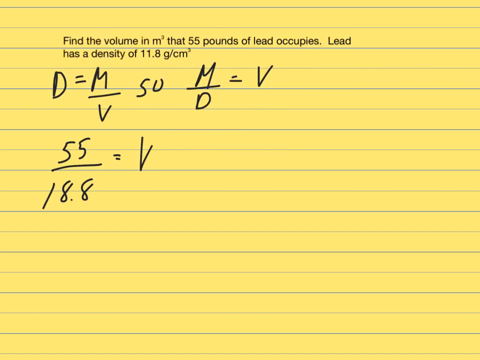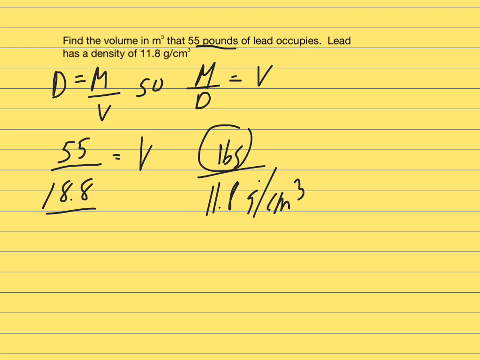In this case, we're trying to find out the volume in cubic meters that 55 pounds of lead would occupy, and lead has a density of 11.8 grams per cubic centimeter. Now, initially, some people might try to solve this problem by rearranging the density equation so that mass divided by density equals volume. That's not necessarily a bad idea, but they're going to run into problems when they take the mass, which is 55 pounds, and divide by the density, which is 11.8 grams per cubic centimeter.